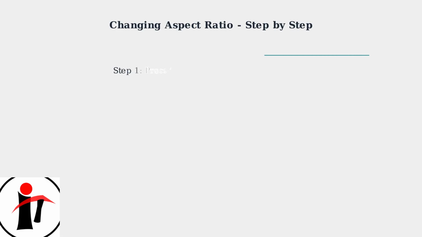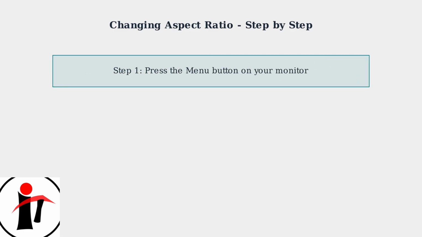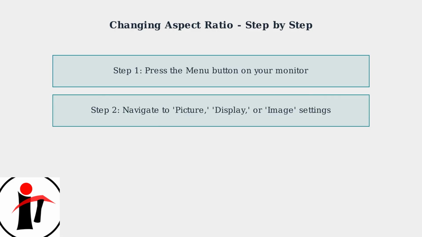To change the aspect ratio on your Sceptre monitor, start by pressing the menu button. This will bring up the on-screen display where you can access all monitor settings. Navigate to the Picture, Display, or Image settings in the menu. The exact name may vary depending on your specific Sceptre monitor model, but these are the most common menu locations.